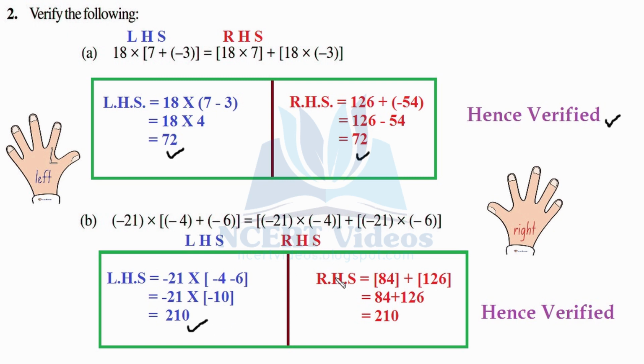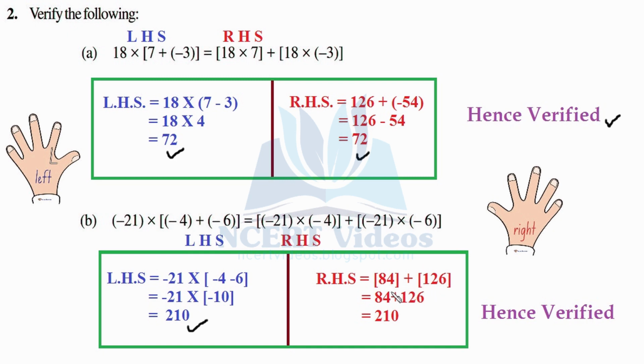Now solving right hand side. First, we will solve this bracket. 21 into 4 is how much? 84. And minus minus is plus. Therefore, you write 84. Now plus as it is. Again, we have both negative. So answer will be minus minus is plus. And 21 6 are 126.